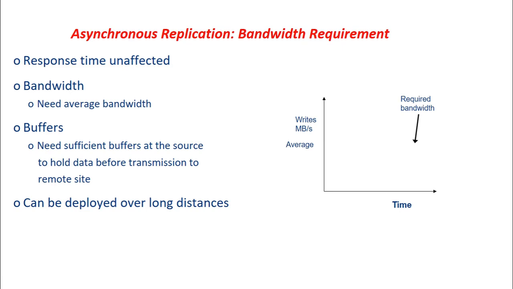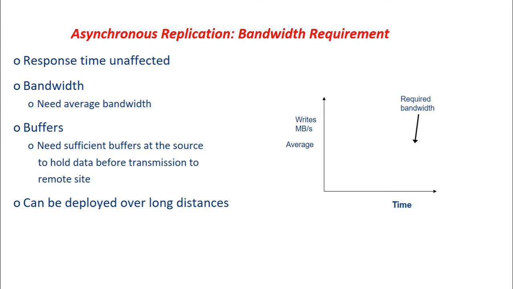In case of synchronous remote replication, we saw the response time was more. Here the response time is unaffected and it does not need high bandwidth. Average bandwidth will be sufficient, whereas sufficient buffers are needed at the source to hold the data before transmission to the remote site, since the source is going to buffer all the data before it is written to the target.